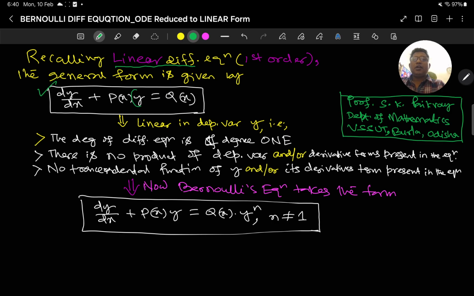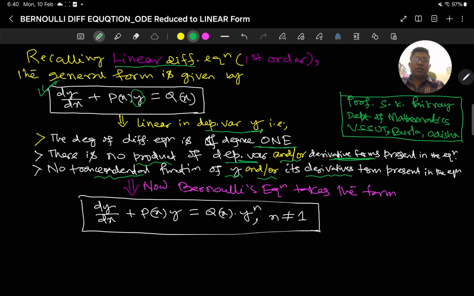Here y is the dependent variable. Now it is linear in the dependent variable y. It is the general form, and here you should ensure that the differential equation must be of degree 1. There should not be a product of the dependent variable and its derivative terms. Likewise, there should not be any transcendental function of y or its derivatives. Then this is a linear differential equation, and the general form is like this.